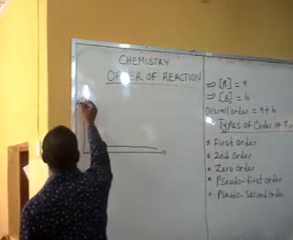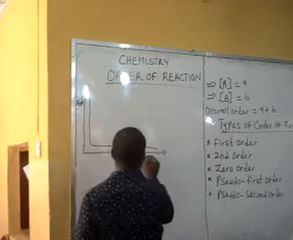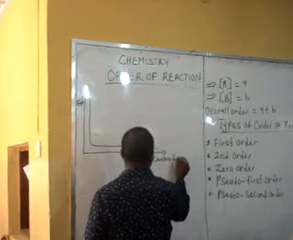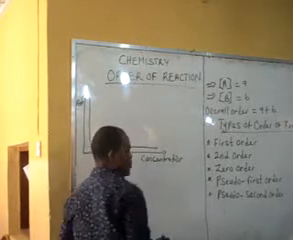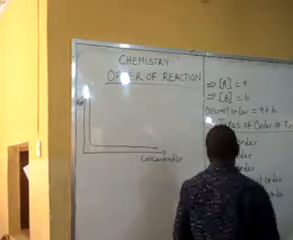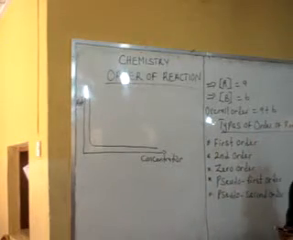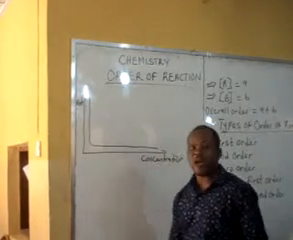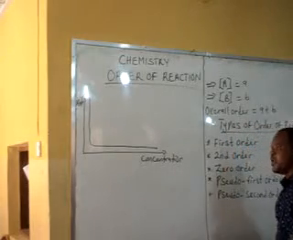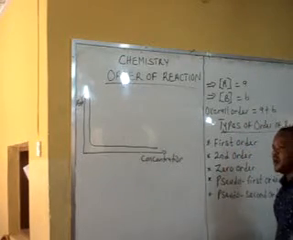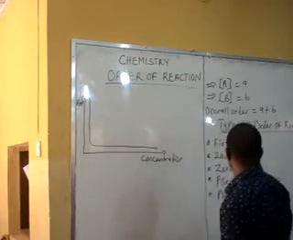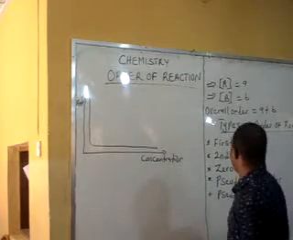Grace, and then it's concentration. So I said a second order reaction is obtained when the rate of reaction depends on the square of the concentration of the reactant. We obtain a second order reaction.